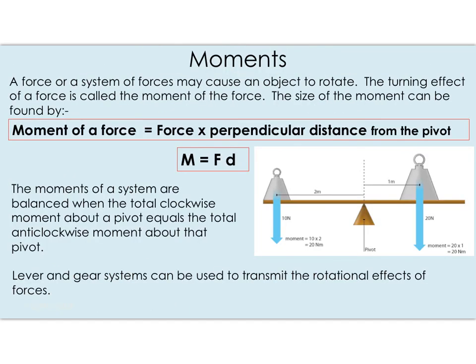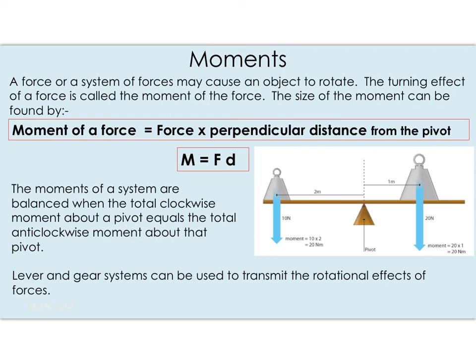We now move on to look at moments. A force or a system of forces may cause an object to rotate, and the turning effect of a force is called the moment of the force. The size of the moment can be found by using the equation below, which is the moment of a force is equal to force multiplied by the perpendicular distance from the pivot. Here we use the equation M for moment, F for force, and d for perpendicular distance.